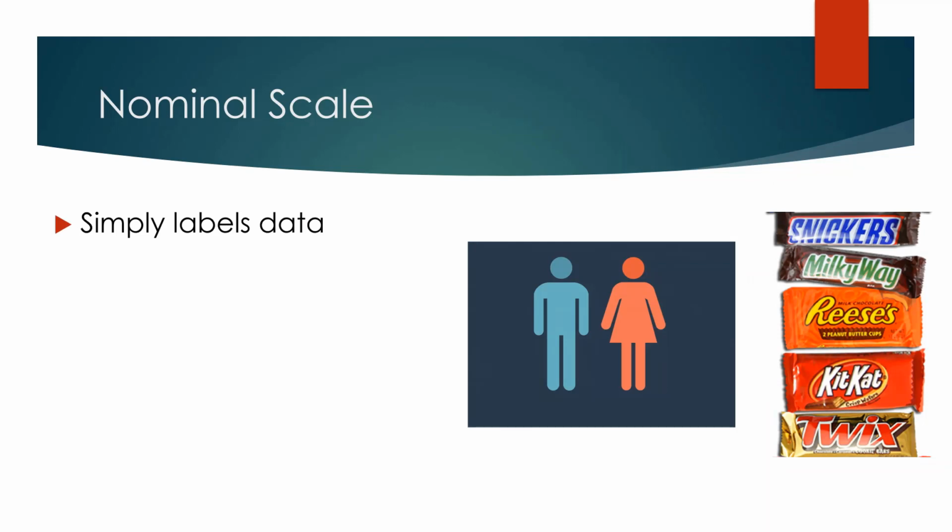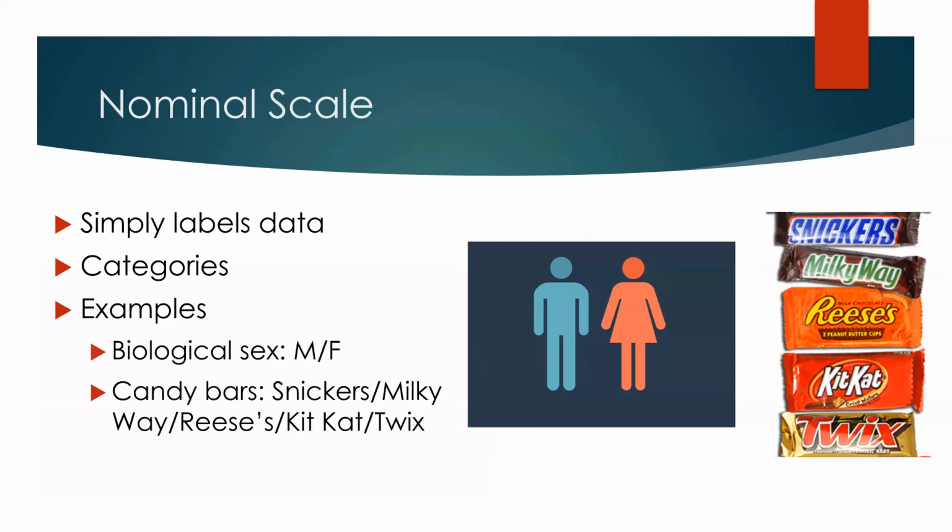And what it does is it simply labels data. The key word here in nominal is name. So think label data as naming the data, okay? Some examples of this, again, would be biological sex or candy bars, right? I'm not ranking them. There's no order to them. There's just the separate categories with the label. Male, female for biological sex. Snickers, Milky Way, Reese's, and so on for candy bars. I'm just labeling, just naming those categories. Those categories, the categories of categorical data. I know that sounds a little repetitive.